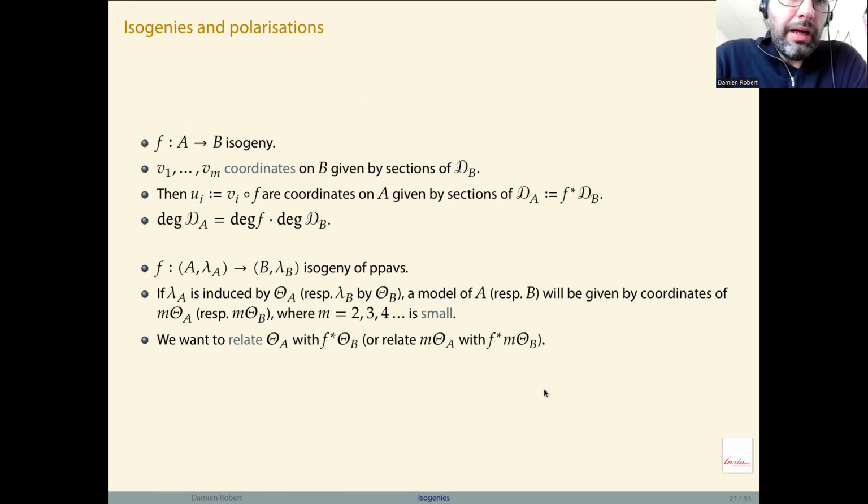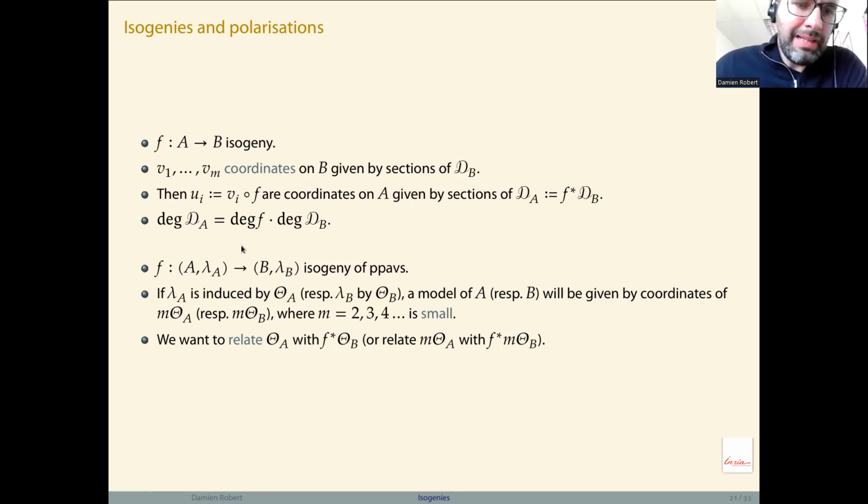So why do we care about polarizations for isogenies? Well, for an algorithmic description of an isogeny, I look at F, an isogeny between A and B. I want to find coordinates V1, ..., Vm on B, which will be given by sections of some divisor D_B on B. Then, to express my isogeny, I want to find the coordinates U_i, which are V_i composed with F. These are coordinates on A, and it's easy to see that they are sections of the divisor D_A, which is a pullback of D_B. And we can check that the degree of D_A is the degree of F times the degree of D_B.